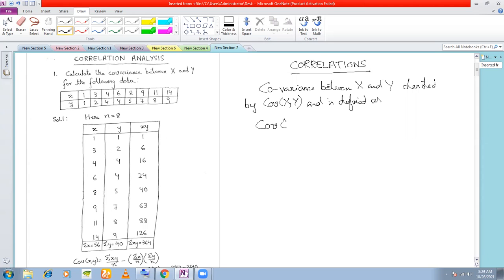covariance xy is equal to summation xy by n minus summation x by n into summation y by n. This is the formula that you must remember for covariance.